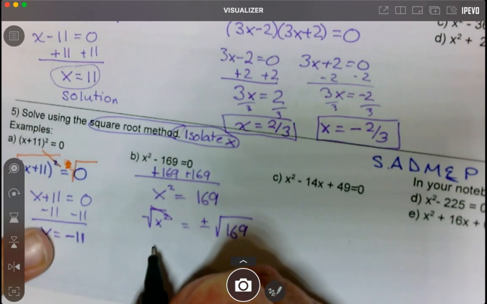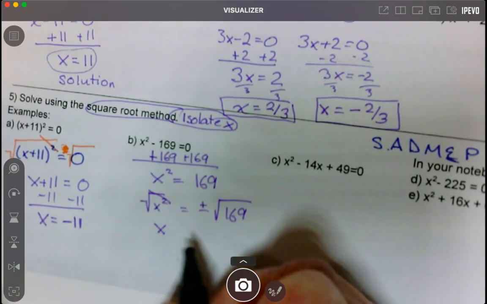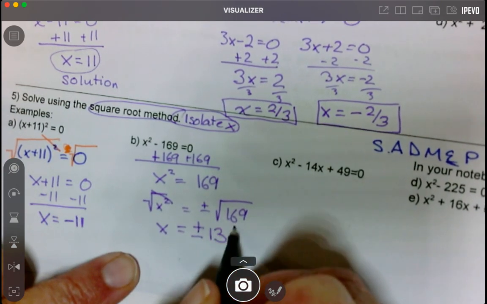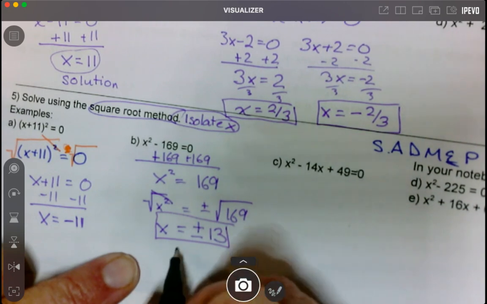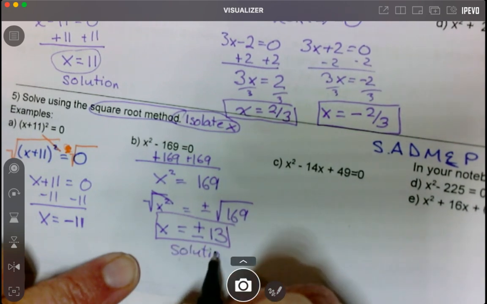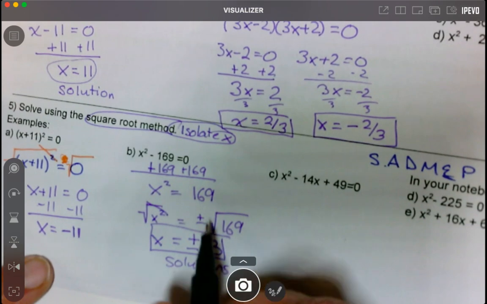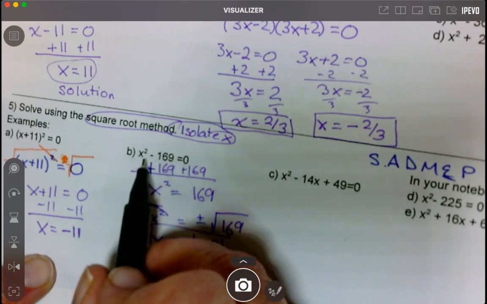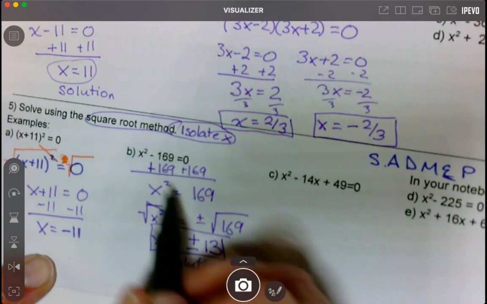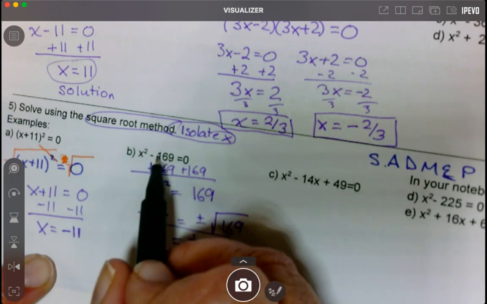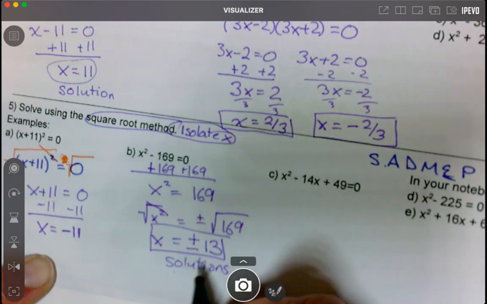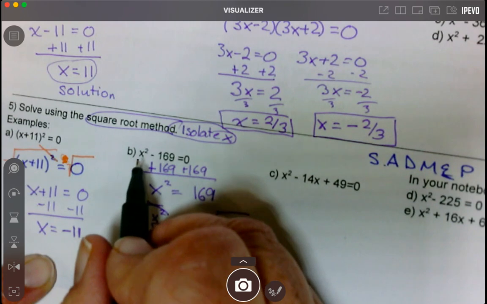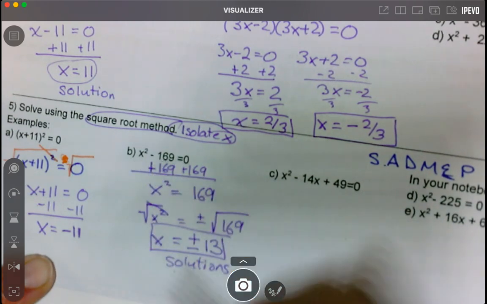Square root of x squared is x. Plus and minus square root of 169 is plus or minus 13. So those are my solutions. And what that means is if I put a positive 13 into this equation, that this side will equal this side, which means that it will equal 0. That works. 13 squared is 169 minus 169 equals 0. Negative 13 times negative 13 is also 169 minus 169 equals 0. So I got it.